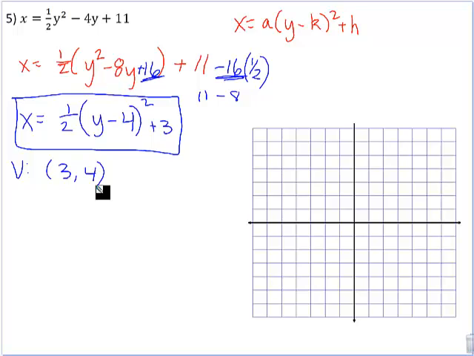Why is the 4 second here instead of first? Yeah, 4 is attached to the y, so we know that that's going to be our y value. Which way should this one open? Up, down, left, right. Yep, this one opens to the right. How do we know it's to the right? Yep, it's x equals and it's positive. So let's try to graph it using the pattern. So start at 3, 4.